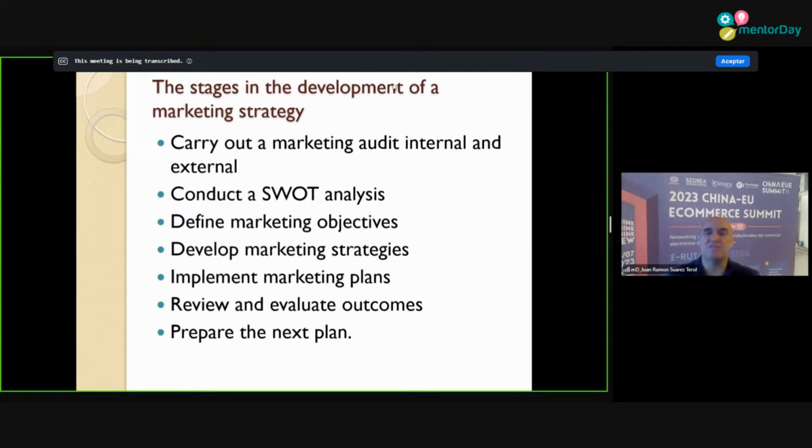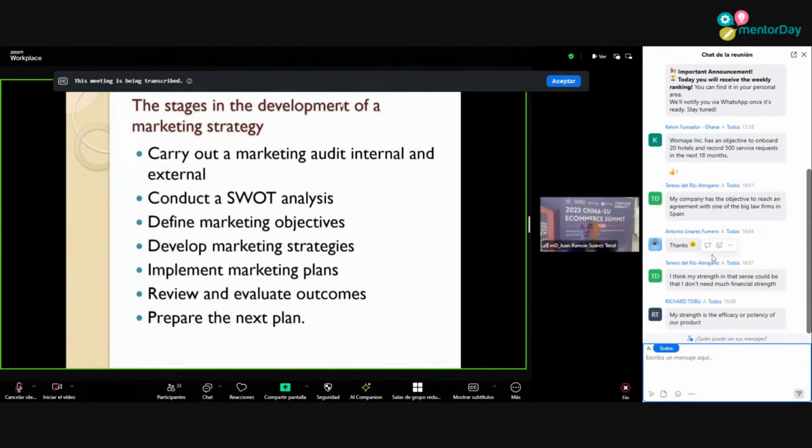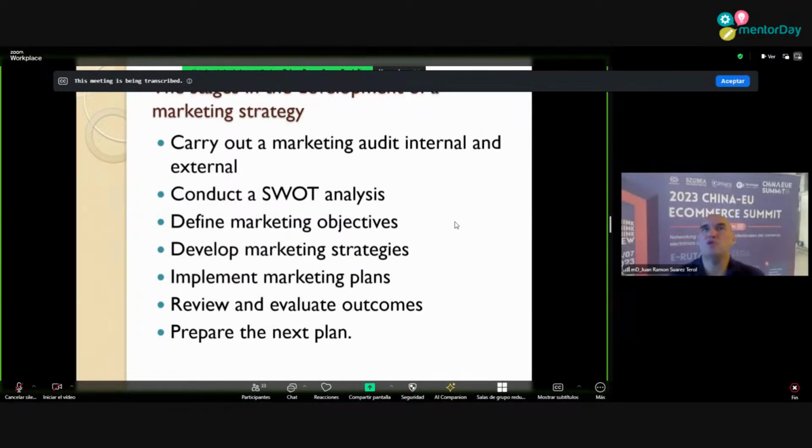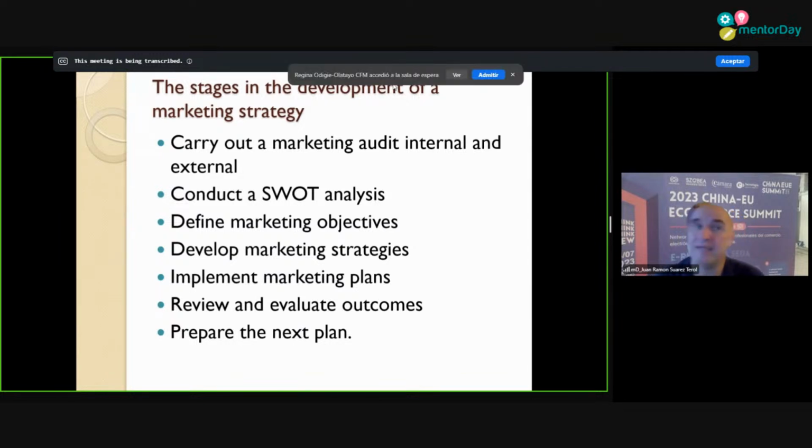Another person, Richard, tells us, my strength is the efficiency or potency of our product. Obviously, product is one of the main parts of the marketing mix, and if you have a good product, obviously that will be your main strength. Look, when you talk about digital products or engineering and IT, for example, you are talking to engineers all the time, and when you try to do a SWOT analysis and talk to them about strengths and weaknesses, the main strength they have is the product, and they focus everything on the product.